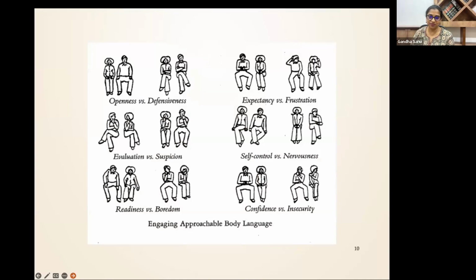So if you see here, that's what is considered an open posture. A posture where you have particularly your hands folded like that. It's a subconscious way of being defensive.